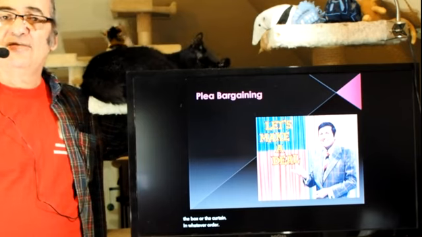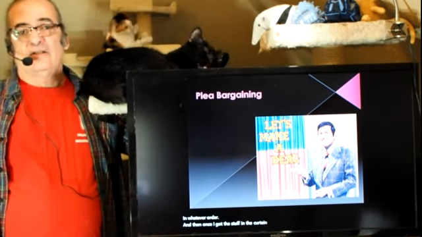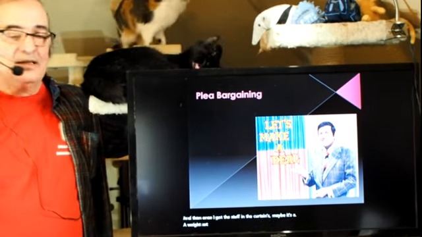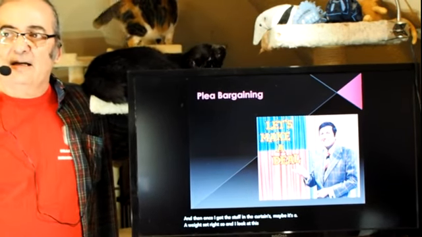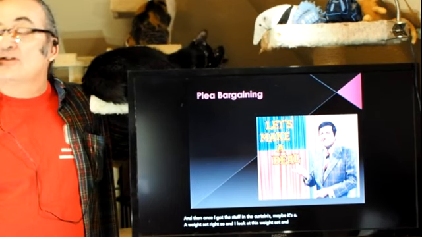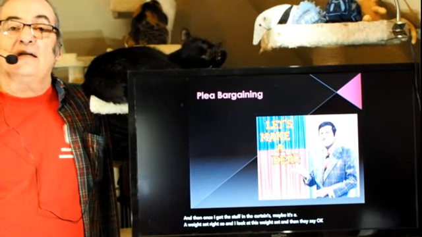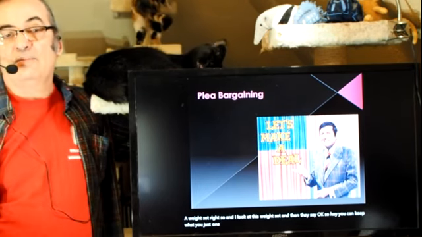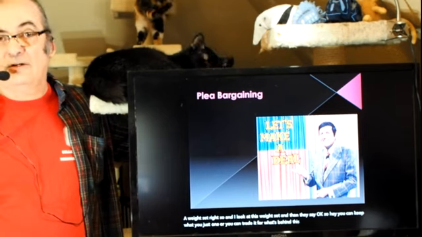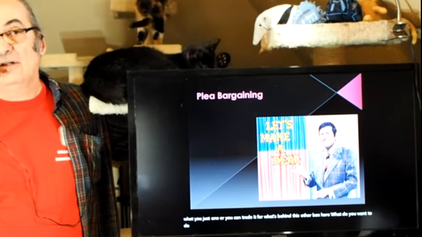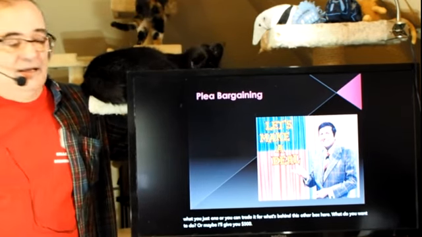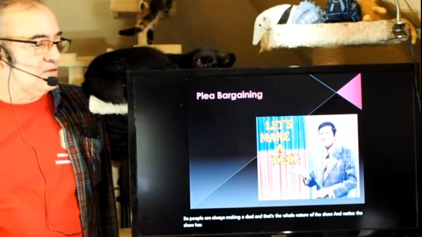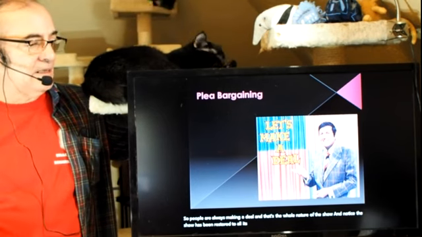And then once I got the stuff in the curtain, maybe it's a weight set, and I look at this weight set, and then they say, okay, hey, you can keep what you just won, or you can trade it for what's behind this other box here. What do you want to do? Or maybe I'll give you $500. So people are always making a deal, and that's the whole nature of the show. And notice the show has been restored to all its glory and is currently on daytime TV.